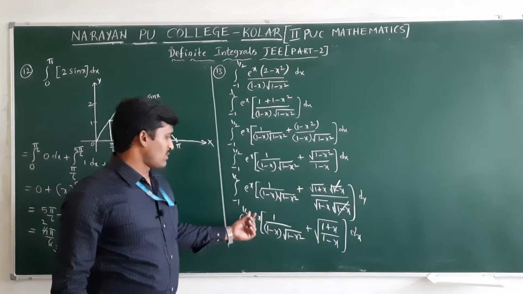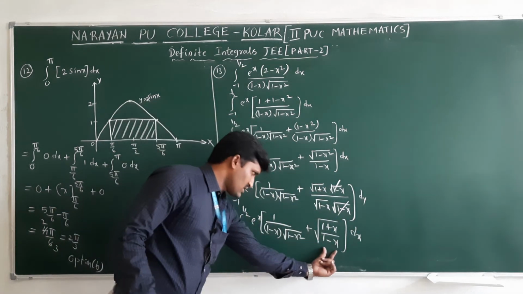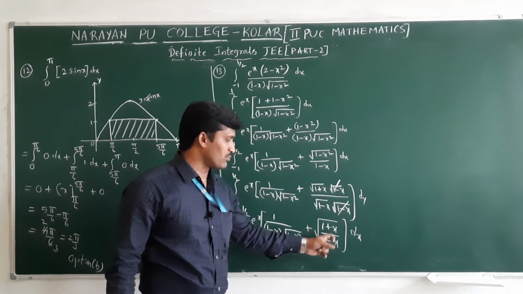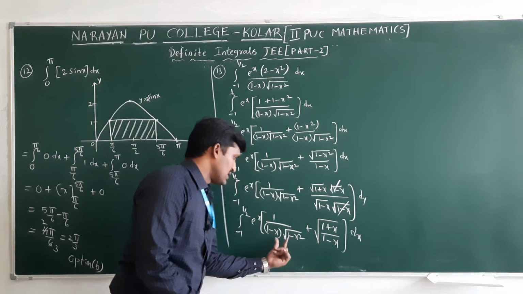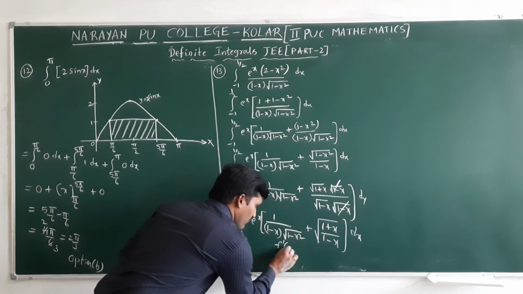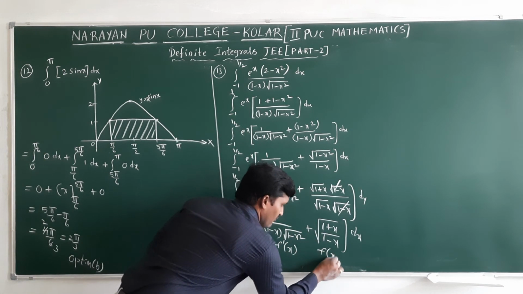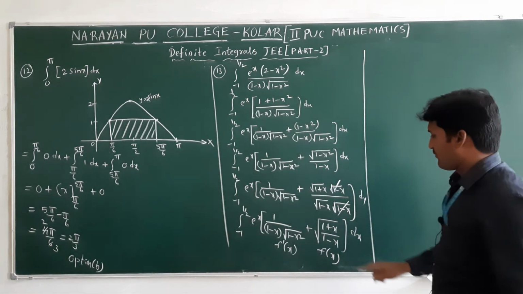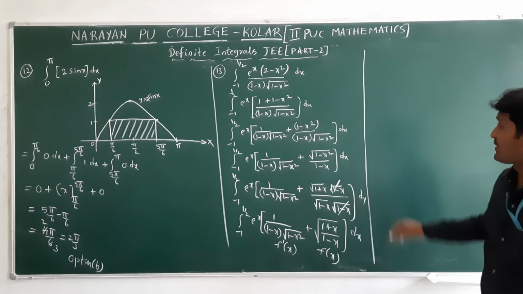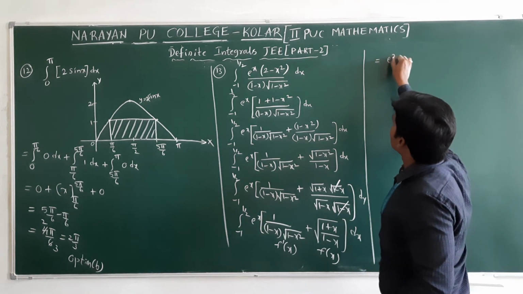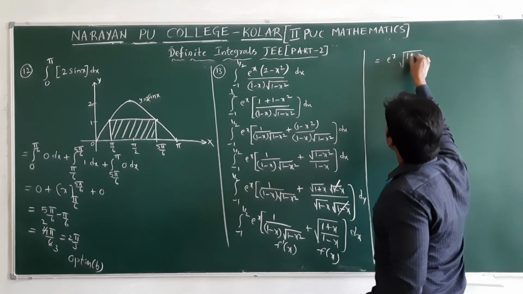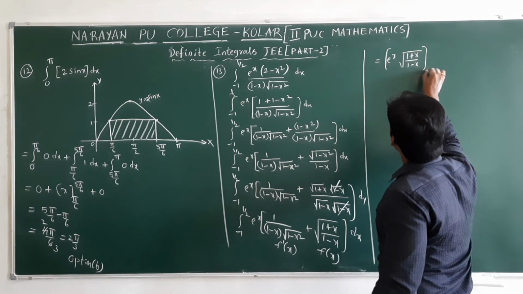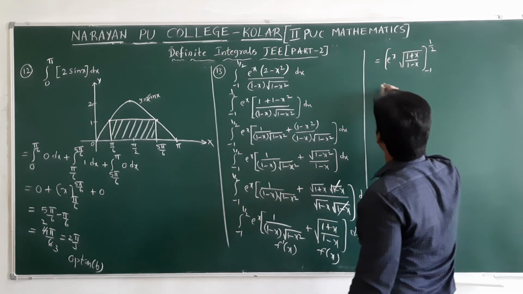This is clearly in the form of integral e power x into f of x, and this is f dash of x. If you differentiate this by applying the u by v formula, this derivative we will get here. This is f dash of x and this is f of x. Already our formula: integral of e power x into (f of x plus f dash of x) is e power x into f of x. The limits are from minus 1 to 1 by 2.